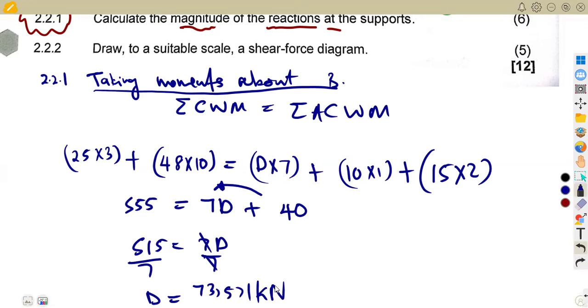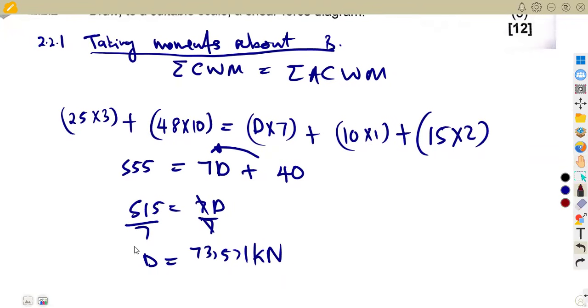73.571 kilonewton. Okay. So that is how we could have obtained the value of the support at D. This is for D. Okay. Let's just put it this way. That is the value for D.